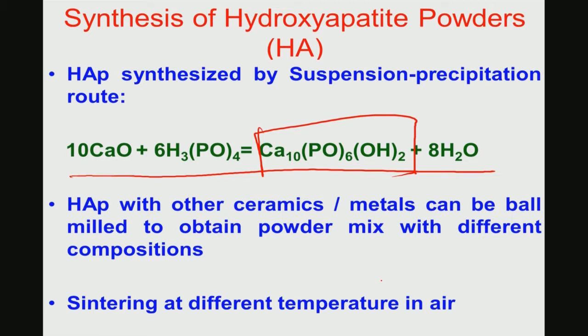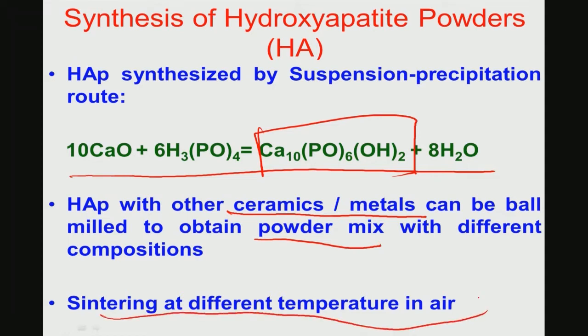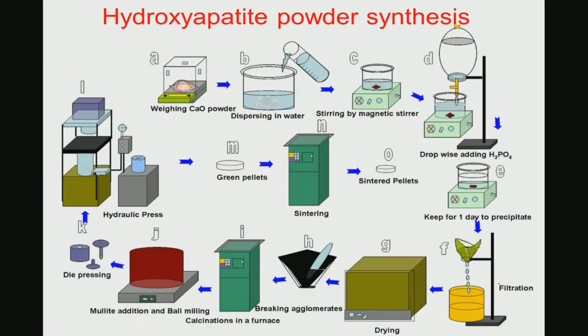Once you make this hydroxyapatite, you can add certain other metals or ceramics and get a powder mix. You make a compaction of this powder mix, and then you sinter it at high temperature, at different temperatures, in air. This is the entire process that has been mentioned.